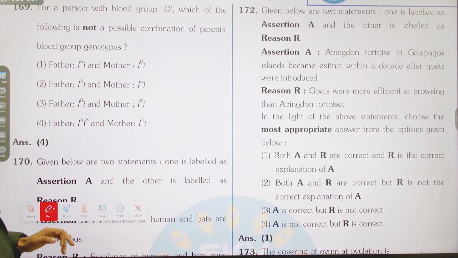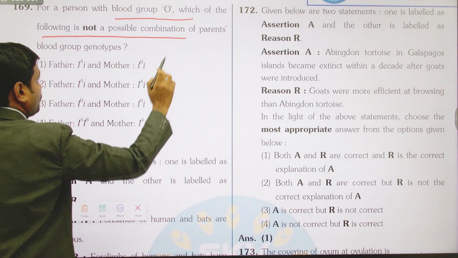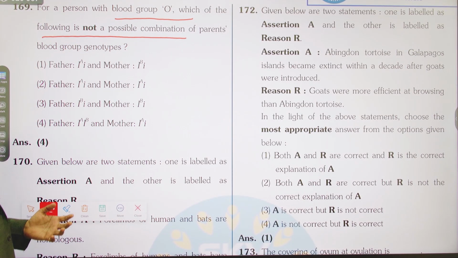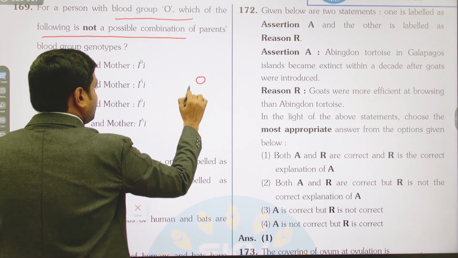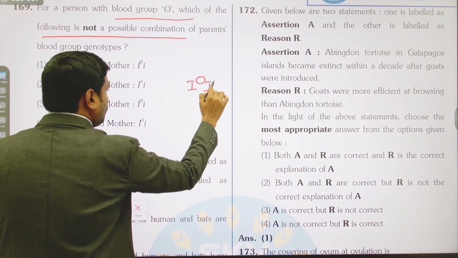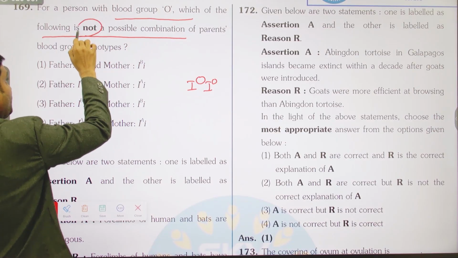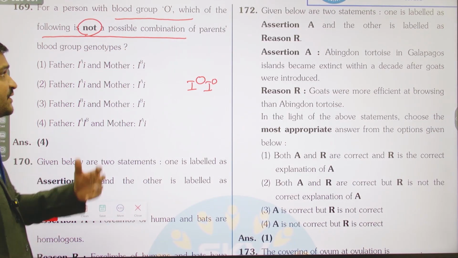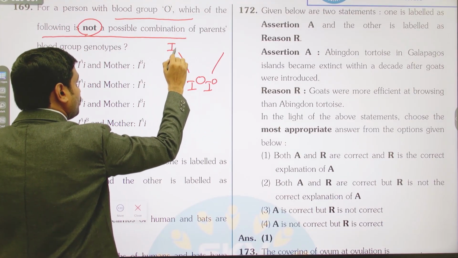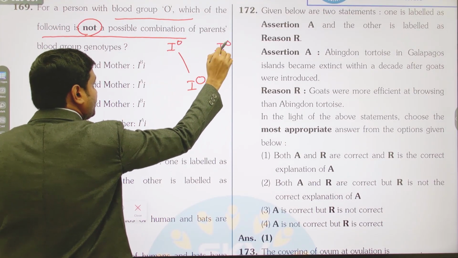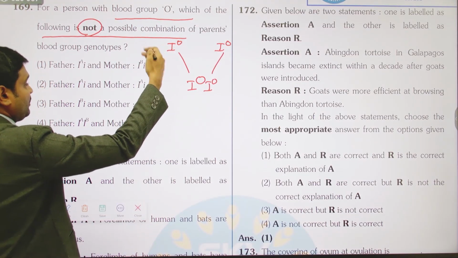Next, for a person with blood group O, which of the following is not a possible combination of parents' blood group genotype? For blood group O, the genotype is IO IO. So which is not a possible combination? In case of parents, no IO should be present; IO should not come. So what is the correct option?